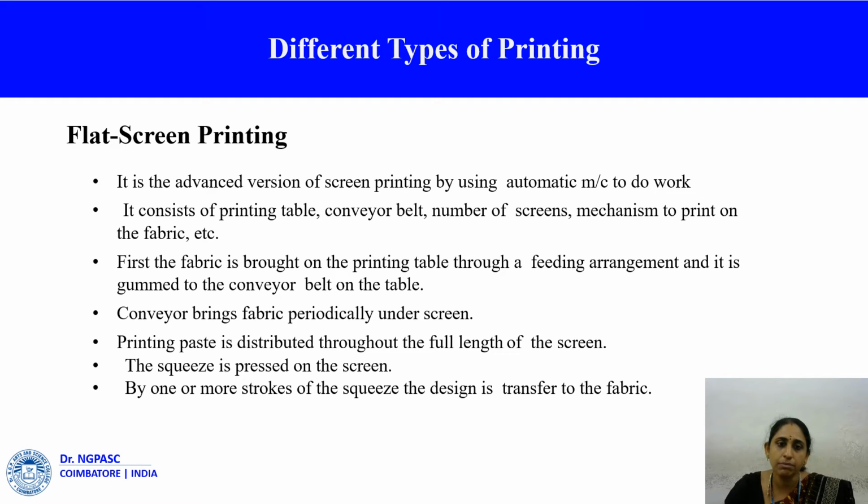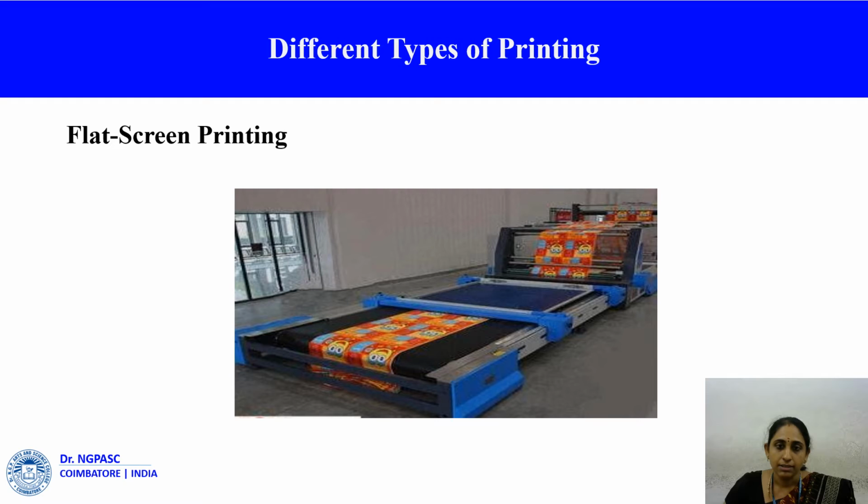So the conveyor brings the fabric periodically under the screen. Printing paste is distributed throughout the full length of the screen. The squeegee is pressed on the screen by one or more strokes of the screens. The design is transferred to the fabric. This is the image of flat screen printing.